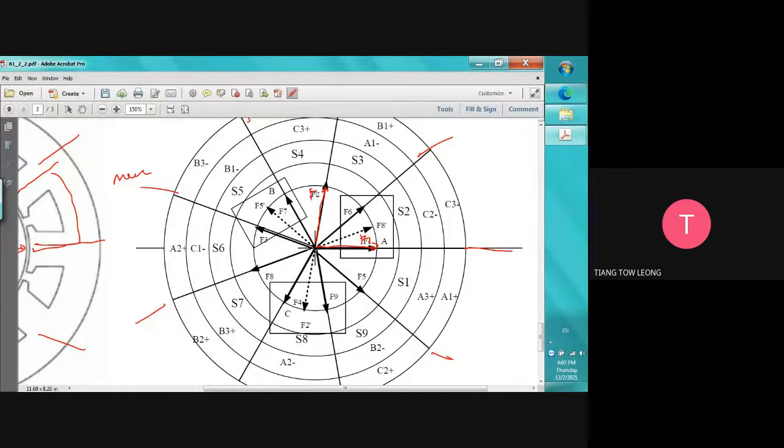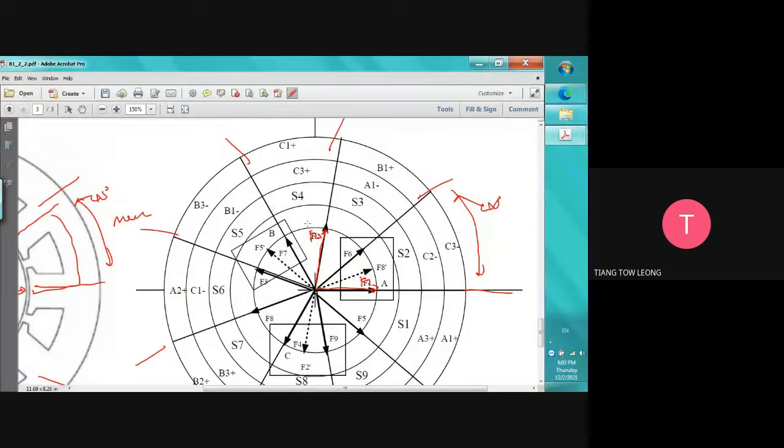Let me draw here. How to know it is F2? Just now we already calculated this one is 40 degree per section, right? And then what we need is an 80 degree, which means we need to add up another 40. So this is 80 degree. So this is F2. Okay. Understand or not here?